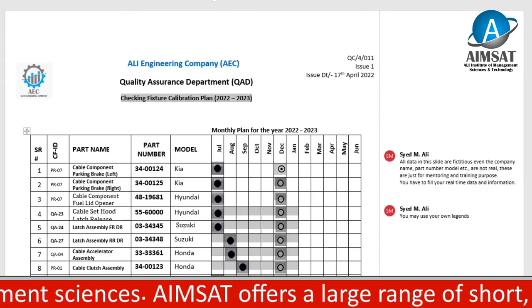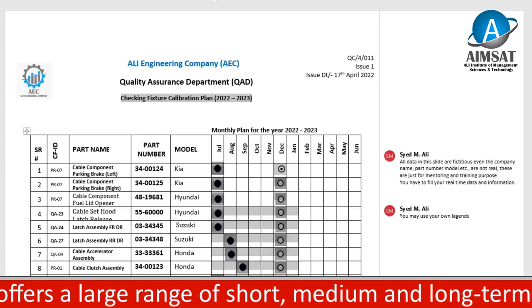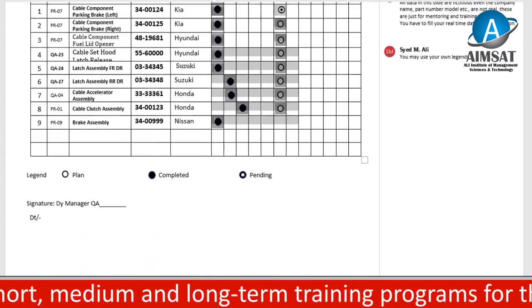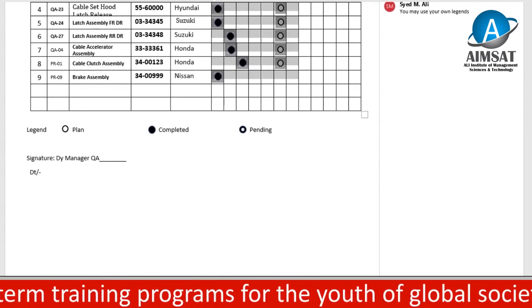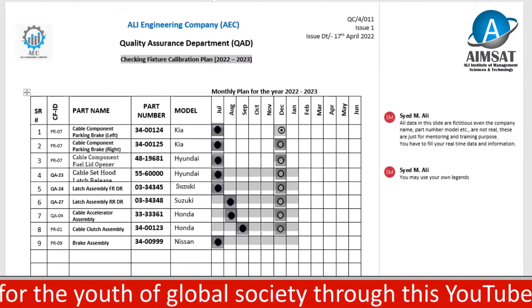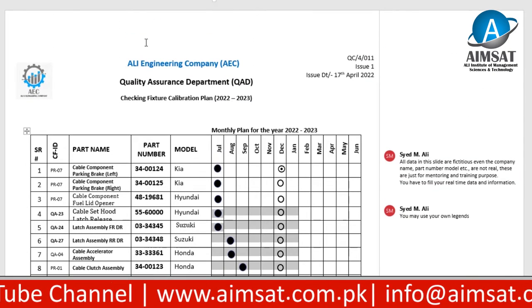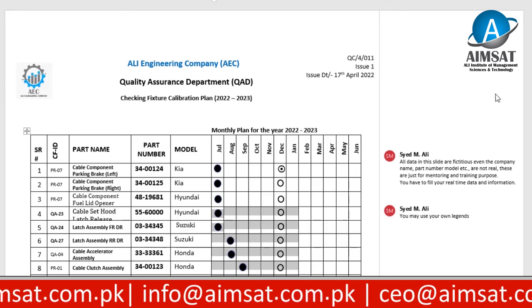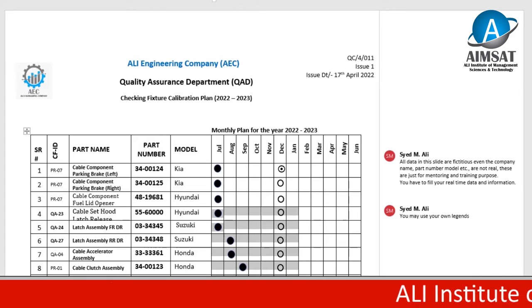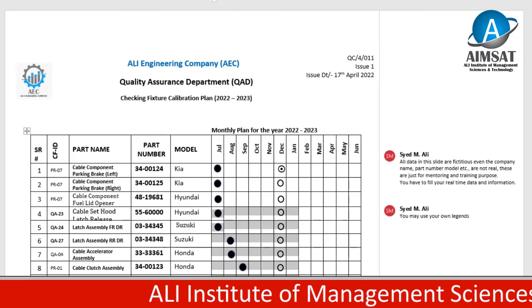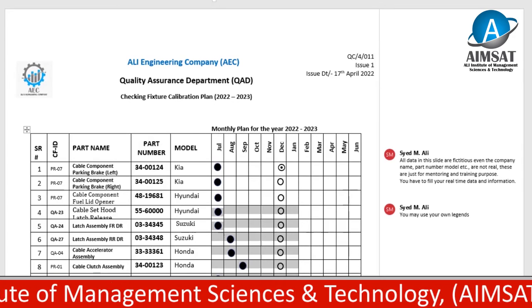Now here, refer to the legend: plan, completed and pending. The first item, the cable component parking brake left side for Kia Motor, was planned in July and its calibration was timely completed. And similarly here you can see the plan activity. Plan activity is a blank circle, and against the plan we have completed the calibration in the month.